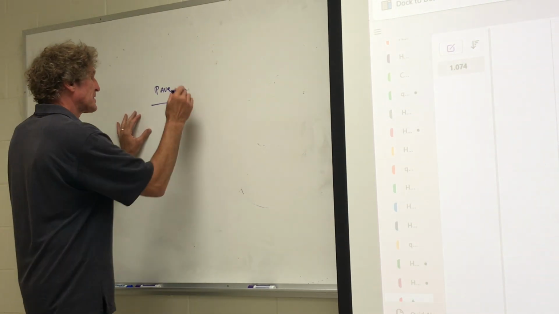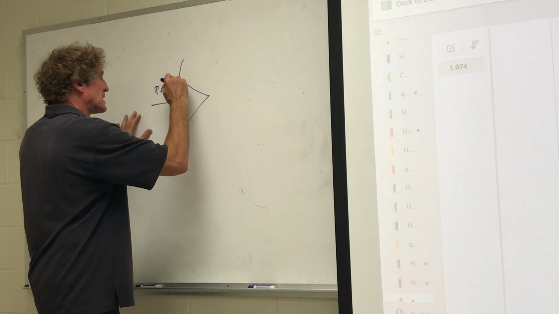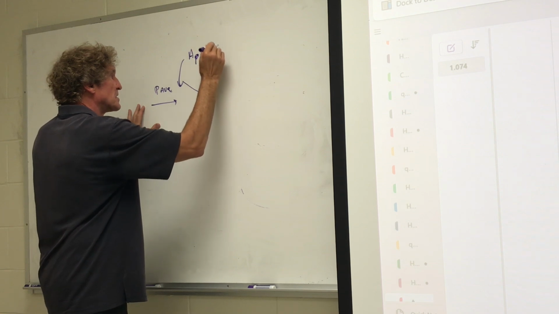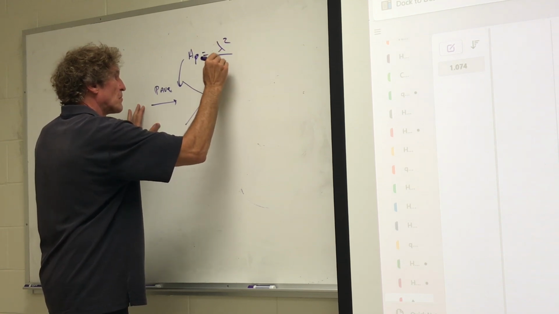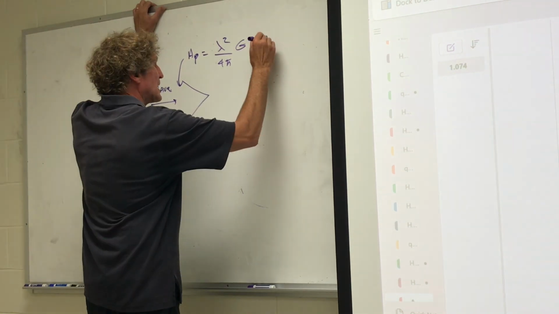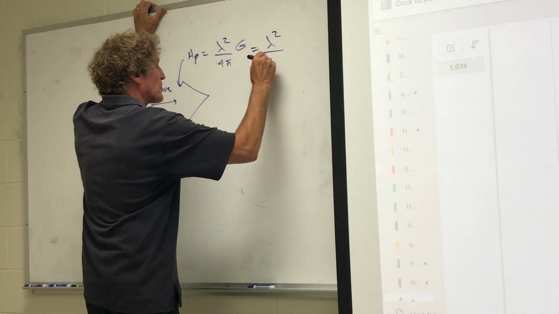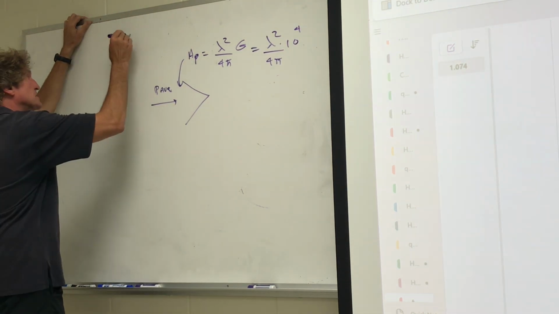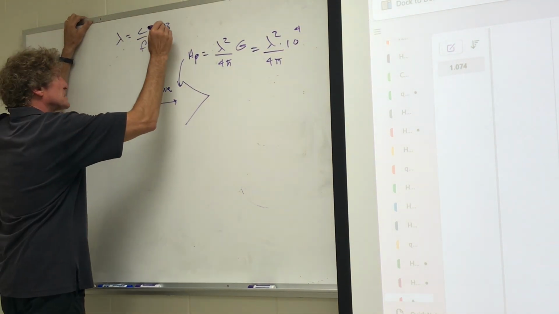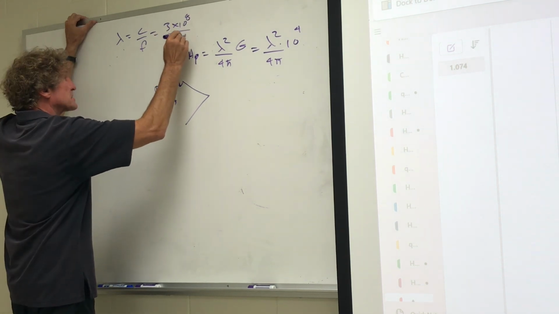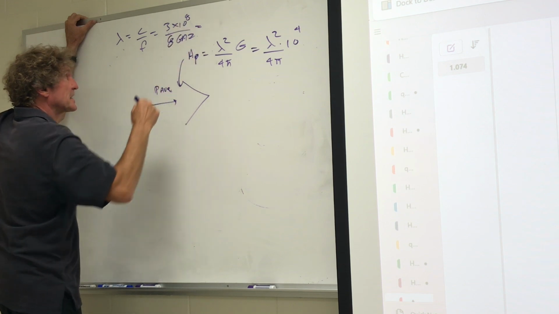And now I have an antenna here. And this antenna has a given aperture. And the aperture of this antenna is going to be lambda squared over 4 pi times the gain of that antenna. Well, that's lambda squared over 4 pi times 10 to the 4th. And lambda is C over F. C is 3 times 10 to the 8th. F, what was F? 8 gigahertz. So you can calculate that.